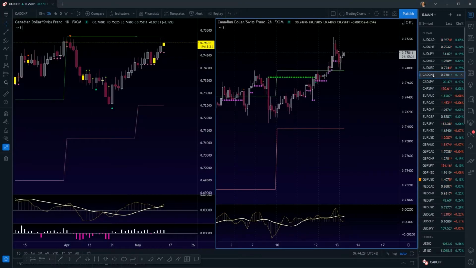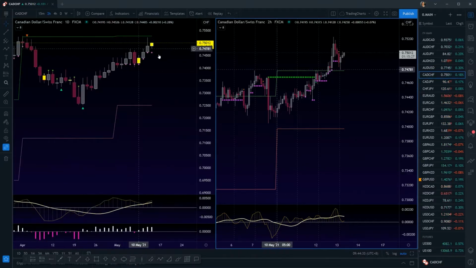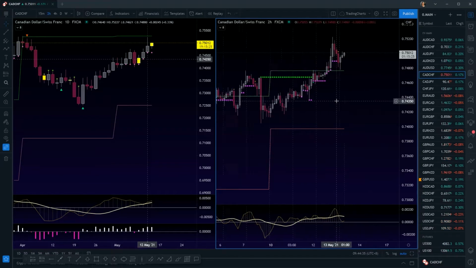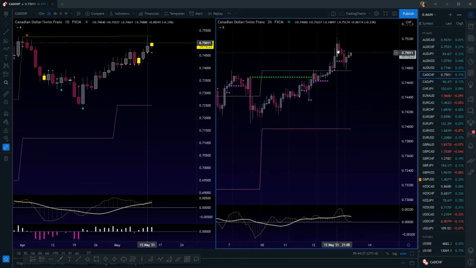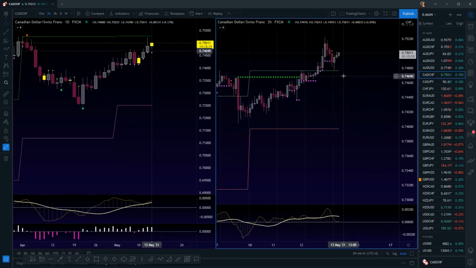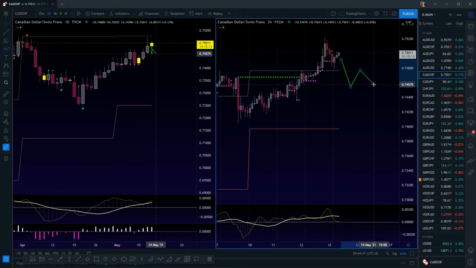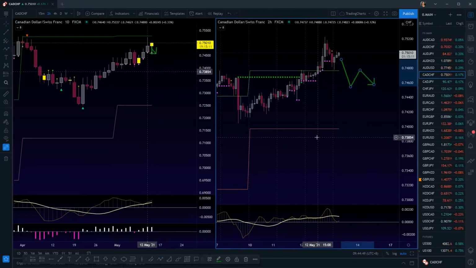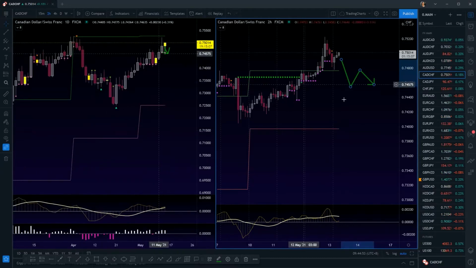Canadian Swiss franc. Again, it's just grinding upwards. No lower low on the 2 hour as well. So we want to see it come back down. We come down, back up, and then down. That could be a valid trade. But other than that, it's not ready to do anything.